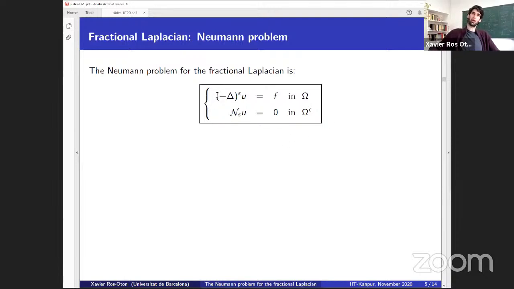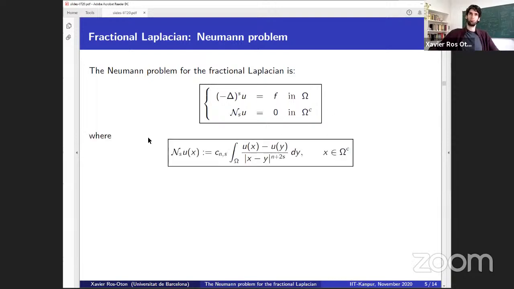Okay, and you have the same equation inside omega with the same operator, fractional Laplacian of U equals F inside omega. And we get a Neumann condition that is a non-local Neumann condition. In the same way that the Dirichlet condition was non-local, prescribed everywhere outside omega, the same happens for the Neumann condition. It's a non-local condition that is prescribed everywhere outside omega. And it's this non-local Neumann condition that I call NS of U.